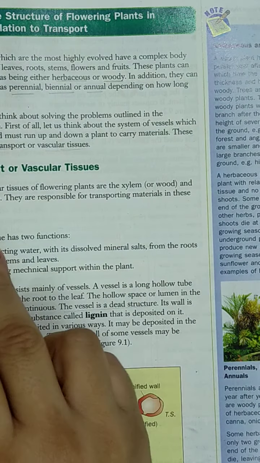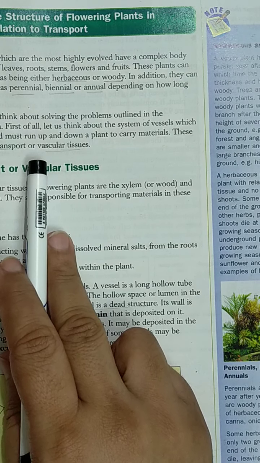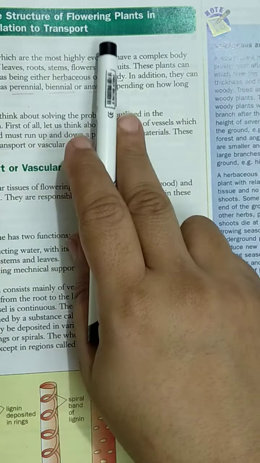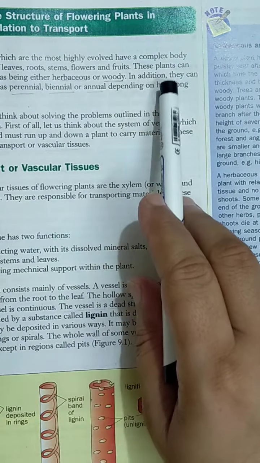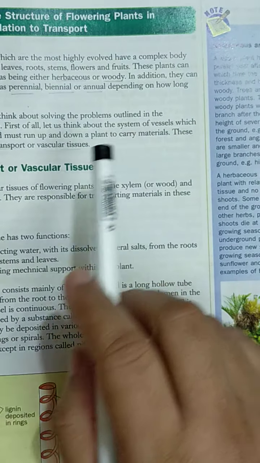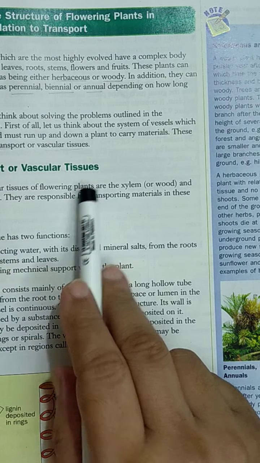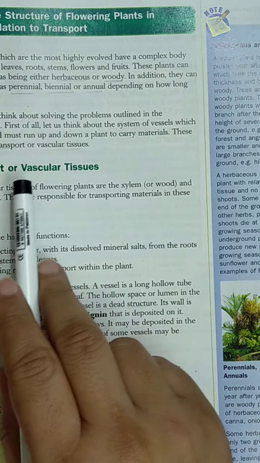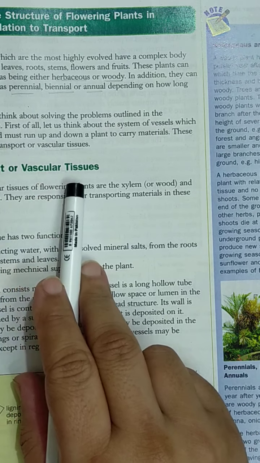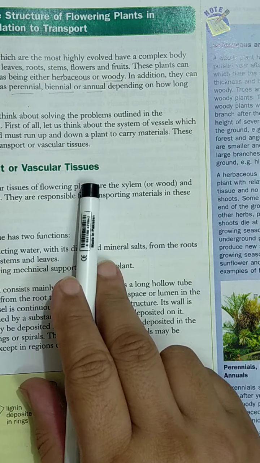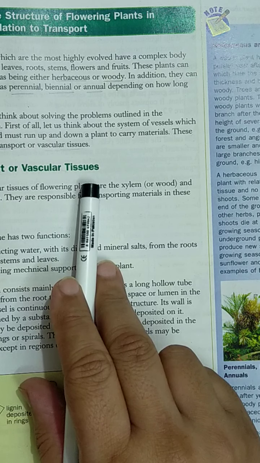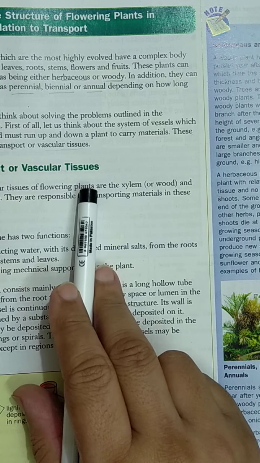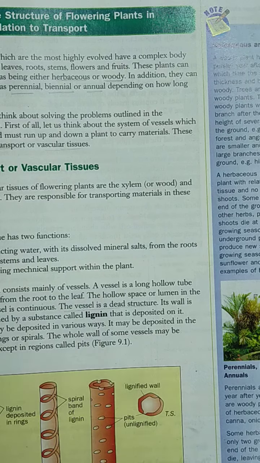Now we are going to discuss the transport system. As I have told you, flowering plants are the most developed form of plants, so here we are going to study their transport system. Their transport system consists of vascular bundles or vascular tissues. They are also called supporting tissues. These vascular tissues are xylem and phloem.